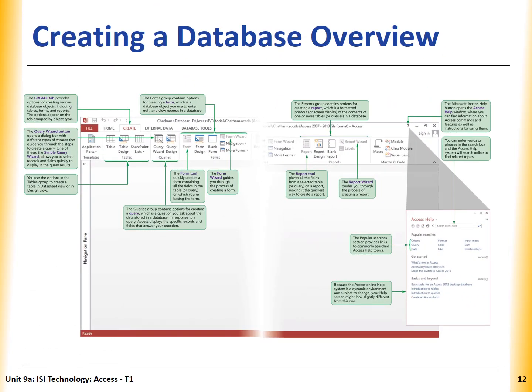Let's continue in creating a database overview. Here you can see the Create tab provides options for creating various database objects, including tables, forms, and reports. The options appear on the tab grouped by object type. So this one over here. You use the options in the Tables group to create a table in Datasheet view or in Design view. This one here, this group.